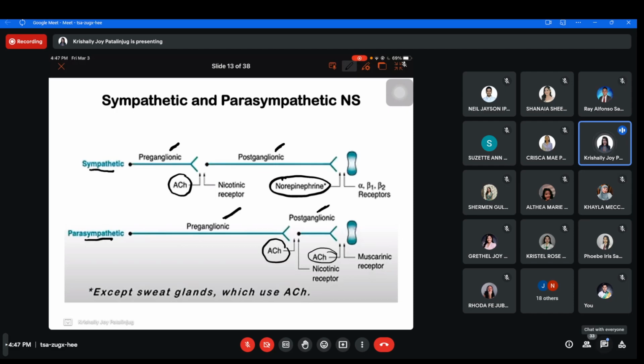Okay? So again, norepinephrine, yung pinakita dyan for sympathetic nervous system. For parasympathetic, it's acetylcholine. And then with regards to the receptors, okay, similar lang again yung receptor na makikita sa ganglionic. Sa ganglionic, labeled naman siya. Nicotinic, nicotinic. So parehas sila.